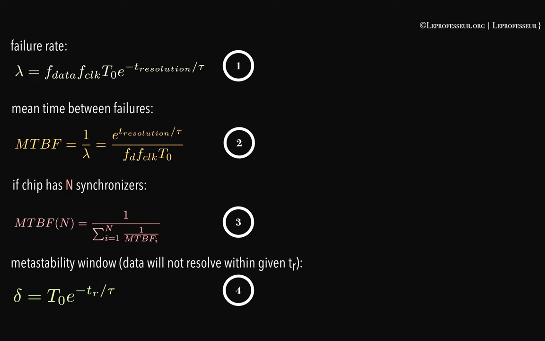Now, another equation is the metastability window. That is a new term, which is, if we take T0 and the exponential of negative T resolution divided by tau, where TR is nothing but the resolution time, that term we represent with delta. And what does it mean? It means that if we wait for resolution time TR, my flip-flop is still not able to resolve to a valid logic state. So how long should I be waiting? I can't be waiting for infinitely long. So if I wait for TR and the flip-flop is still not able to resolve, that term is represented by delta.